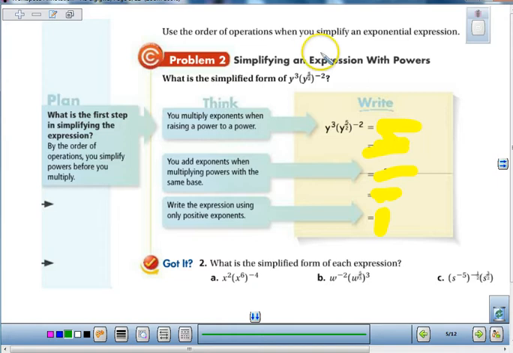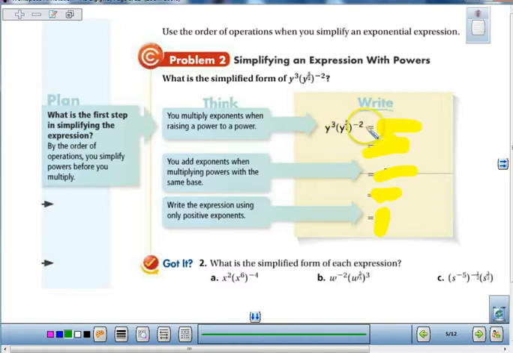It says to use order of operations when you simplify. So here we are looking at simplifying this expression. It says what is the first step to simplifying? By the order of operations, you simplify powers before you multiply. So here we have y to the third times y to the 5/2, and that's raised to the -2 power.